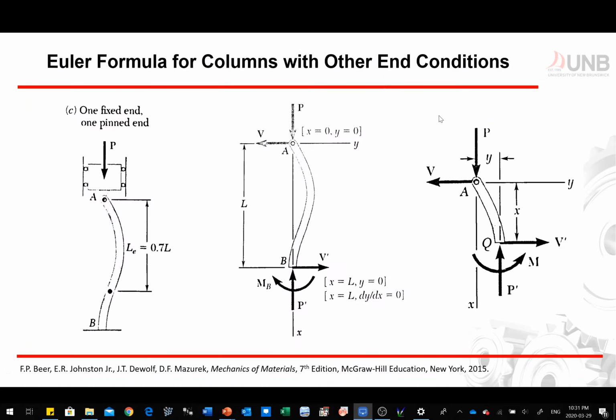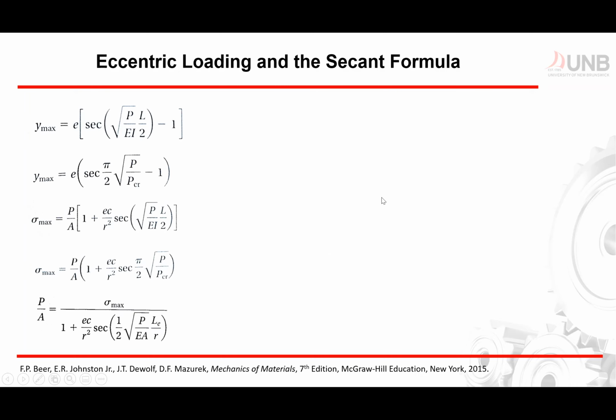Now let's look at our example so that we can see how these equations work. These are the most common equations that you're going to use for these types of problems. You have this form which we derived, P over E I times L over 2. We change our E I into this form, P over P critical minus 1. Then we have this equation as well, which gives our sigma maximum. We have another sigma maximum, and the only difference again is that one contains the critical load and one does not. Then we also derived P over A equal to sigma maximum divided by those quantities.